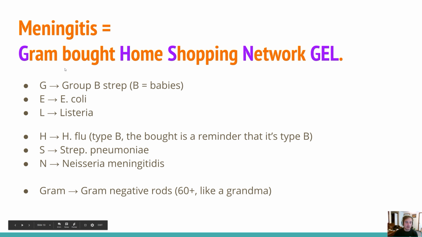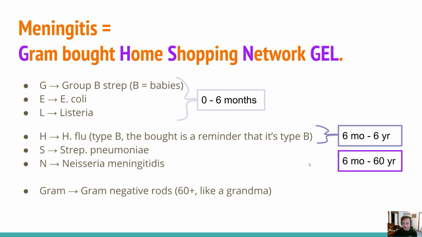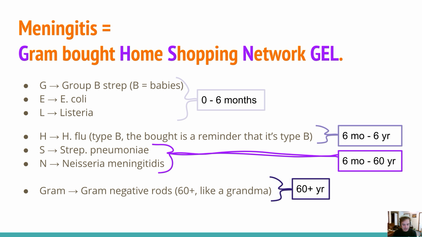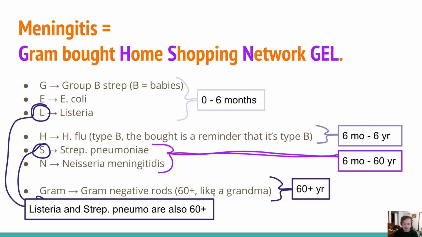Now, why did I go backwards with this mnemonic? Well, that's because the GEL part is going to be common in the 0 to 6 month old. The next part, Home Shopping Network, is going to be a little bit after that, so 6 months and older. H. flu, we think of 6 months to 6 years, and then the other ones are even longer than that. So Neisseria meningitidis goes up to 60 years, and then gram-negative rods we think of as over 60. The other thing I want you to clue in on is that Listeria and Strep pneumo come back, and they are both also a common cause in the over 60.